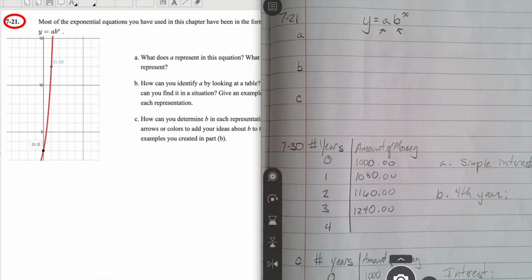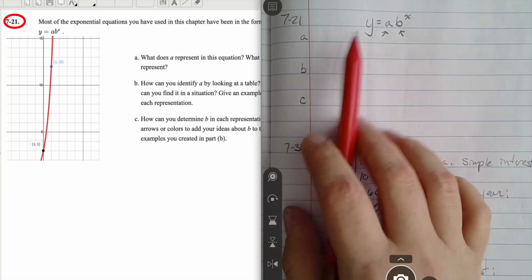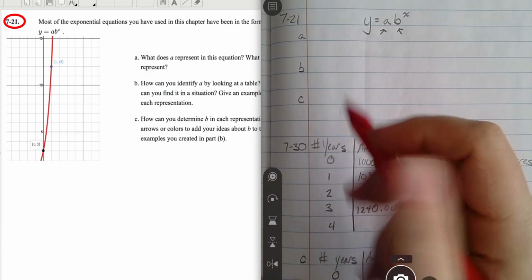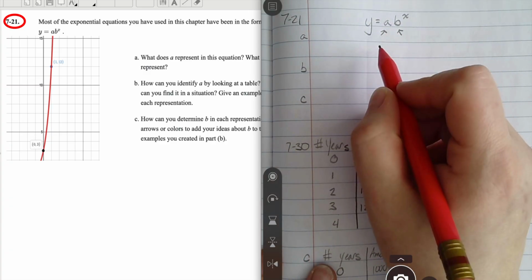So in 21, we're talking about the form of our equation. So y equals a times b to the x. This is the form that we've seen most of our exponential equations set up in. And we want to know, what does a represent in this equation?